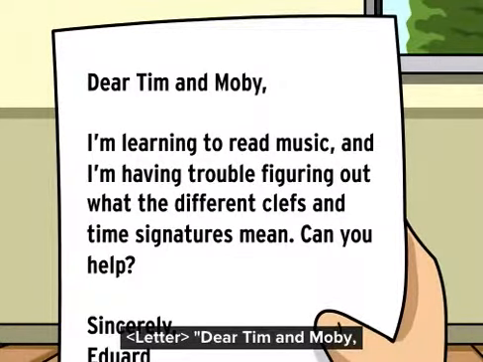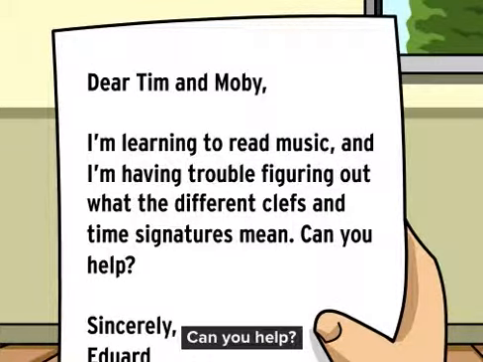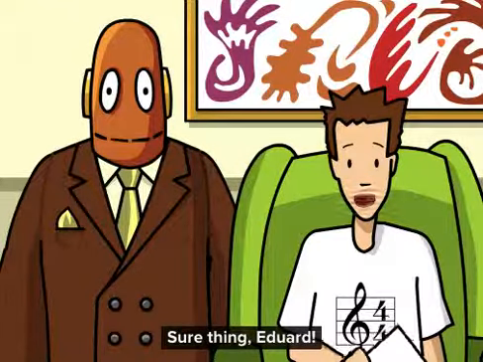Dear Tim and Moby, I'm learning to read music, and I'm having trouble figuring out what the different clefs and time signatures mean. Can you help? Sincerely, Edward. Sure thing, Edward.